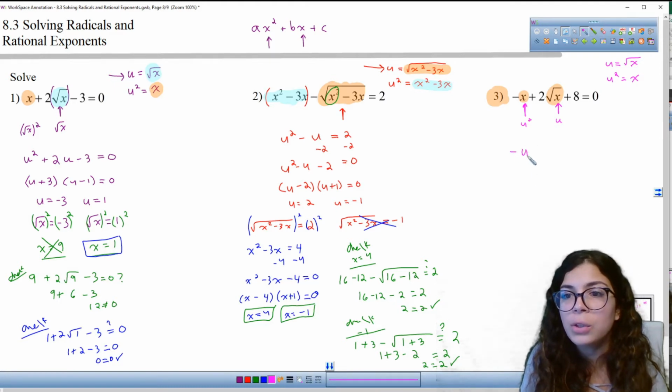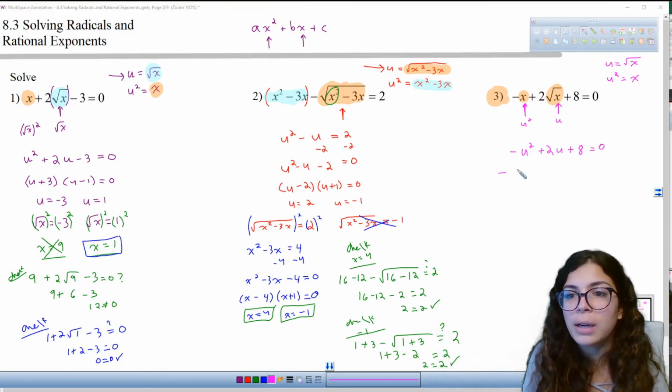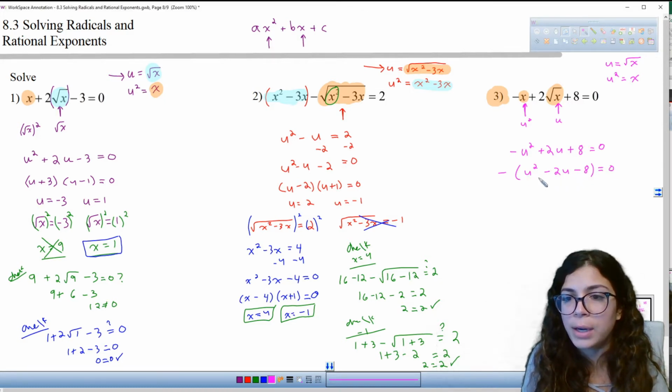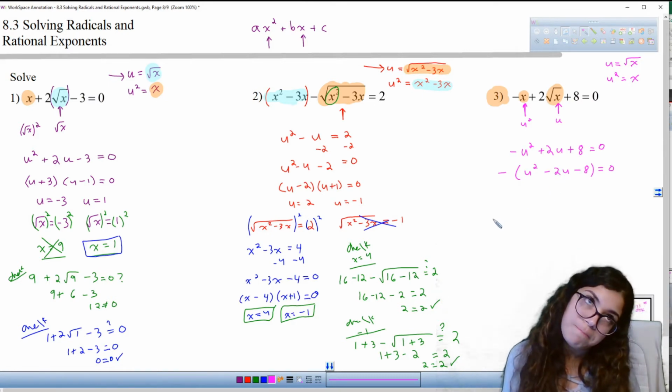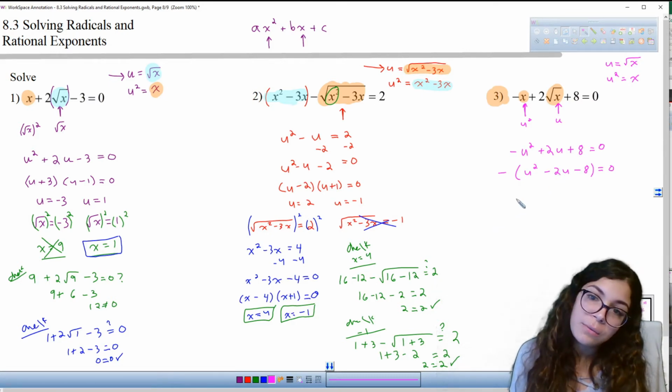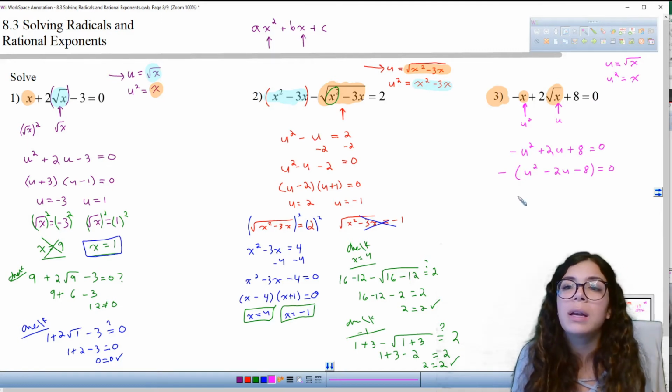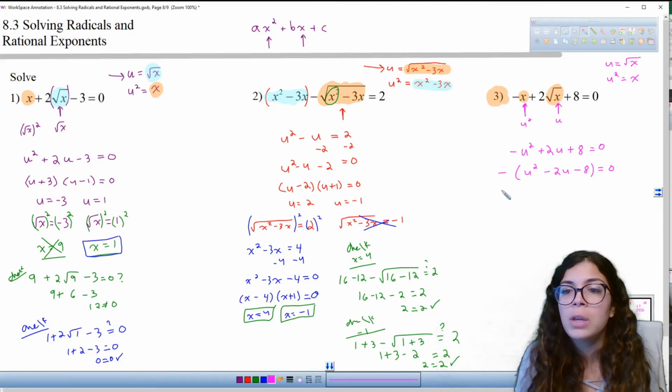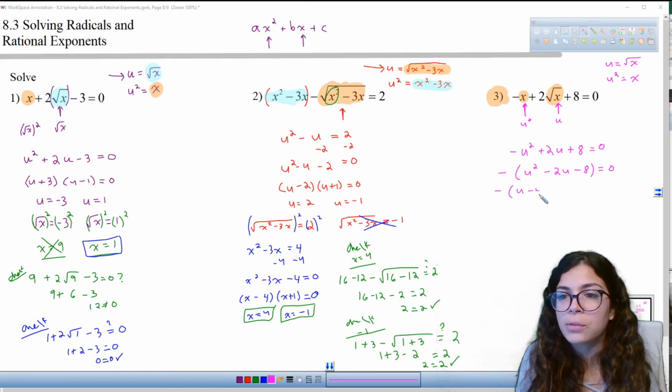So we have negative u squared plus 2 times u plus 8 equals 0. I'm going to go ahead and factor out a negative just so I have a positive for my quadratic term. So that will give me negative u squared minus 2u minus 8. And then now I can factor this quadratic here. Now, multiplies to negative 8 adds to negative 2. Negative 4 times 2, negative 4 plus 2. So this will factor into u minus 4 times u plus 2.